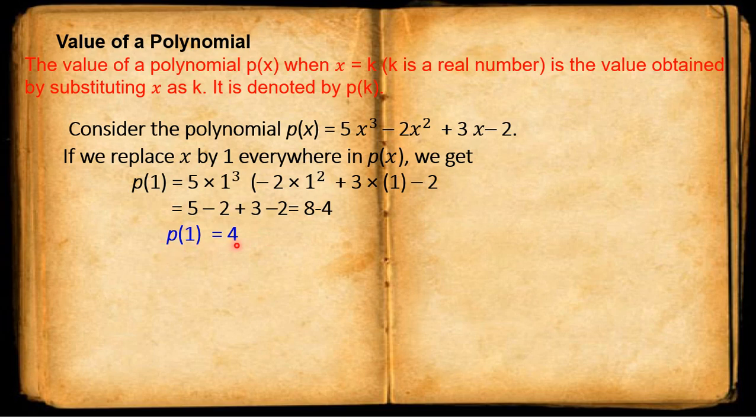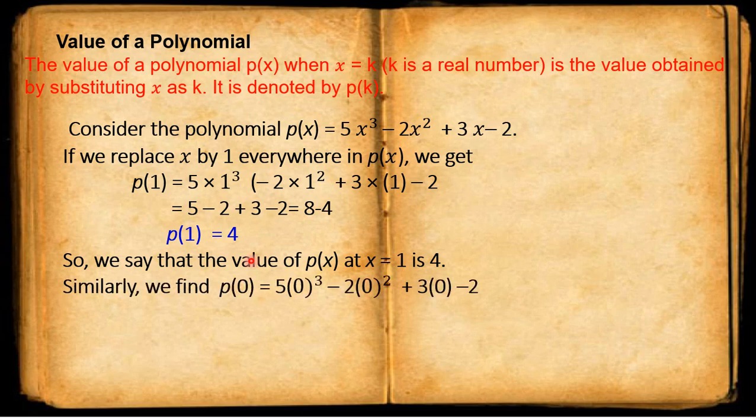So here we get the value p of 1 is equal to 4. That means the value of the polynomial at x equal to 1 becomes 4. So we say that the value of p of x at x equal to 1 is 4. Or, in another way, we can put 0 in place of x, or any value. By putting the value of x, we get the value of the polynomial in terms of a numerical value, in terms of numbers. So that is known as the value of a polynomial.